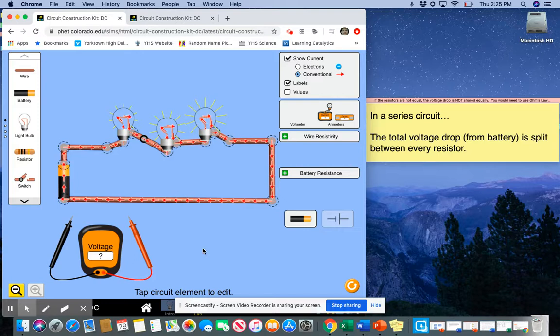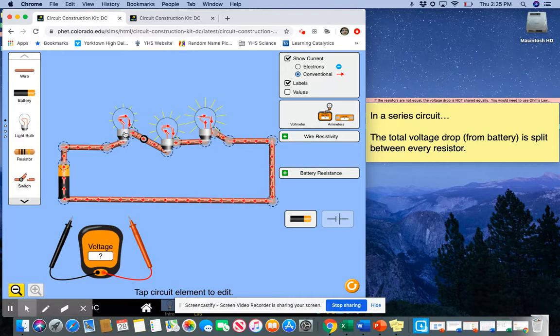All right, welcome back. We're going to talk about series circuits today. Specifically, we're going to dive into voltage, resistance, and current within a series circuit. We've learned about those three concepts before this lab, and so we're going to explore them more today.